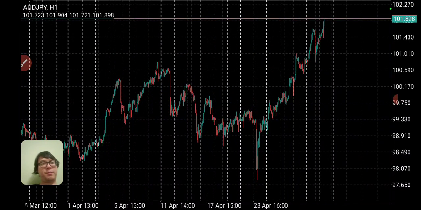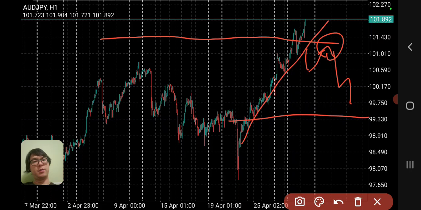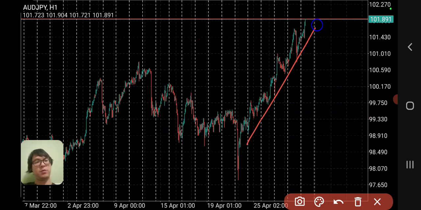Aussie yen, shooting up, trend line no break, hourly chart, no setup.